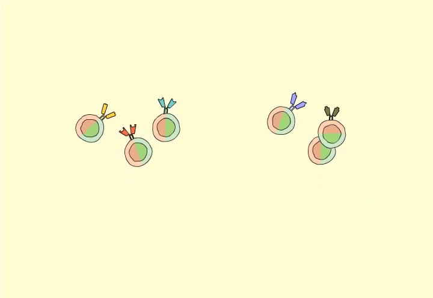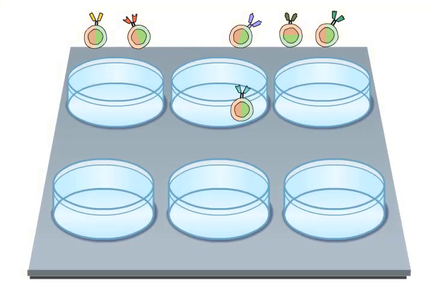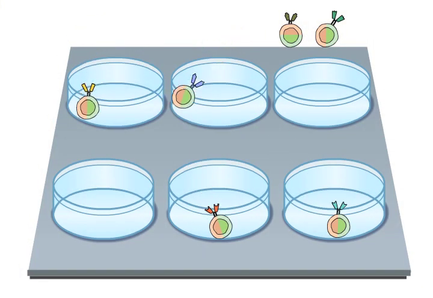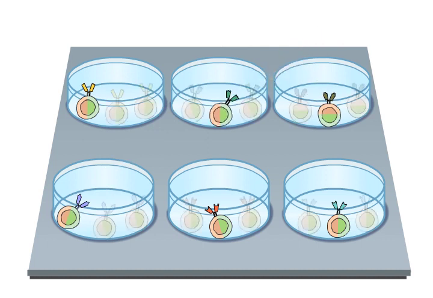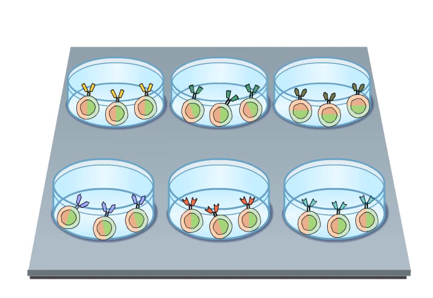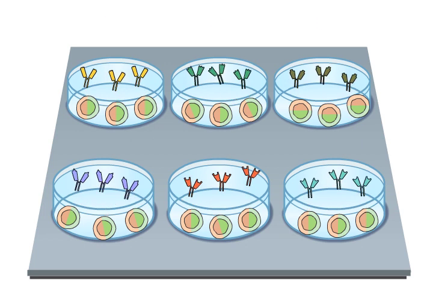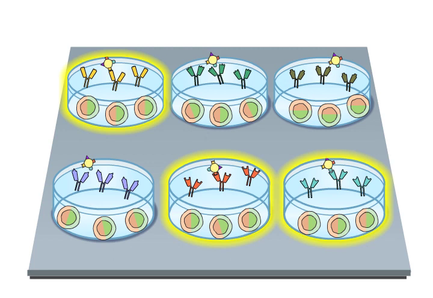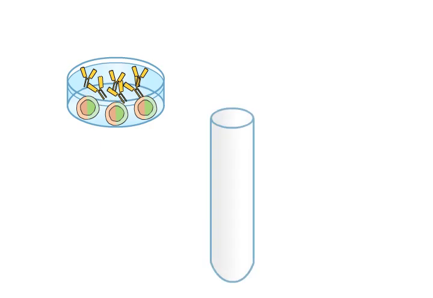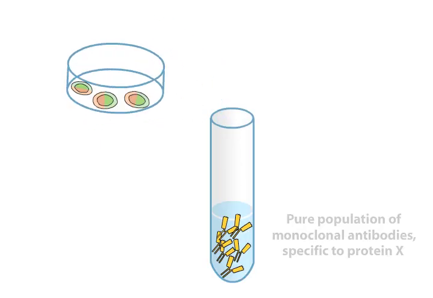The remaining hybridoma cells are diluted and plated so that only a single cell is in each well of the culture plate. The cells are then allowed to grow, forming a colony of identical hybridoma cells that will produce a single type of IgG antibody. The hybridoma clones are tested for production of antibodies specific to protein X. The hybridomas can now be used to produce pure monoclonal antibodies for use in cellular and biochemical experiments.